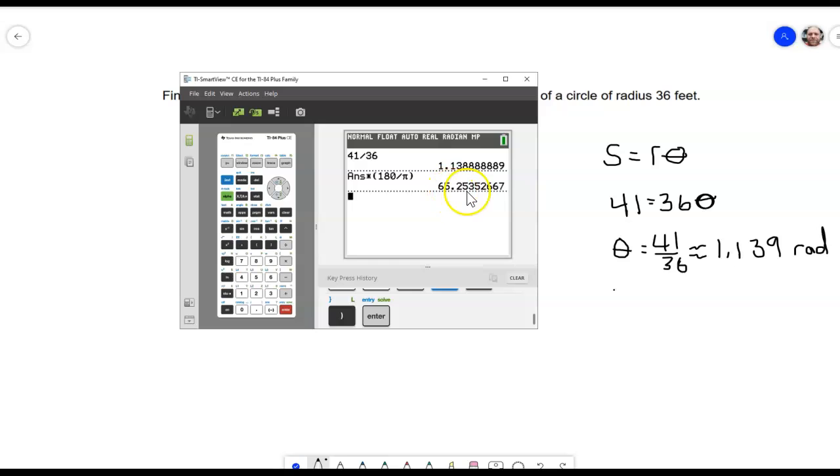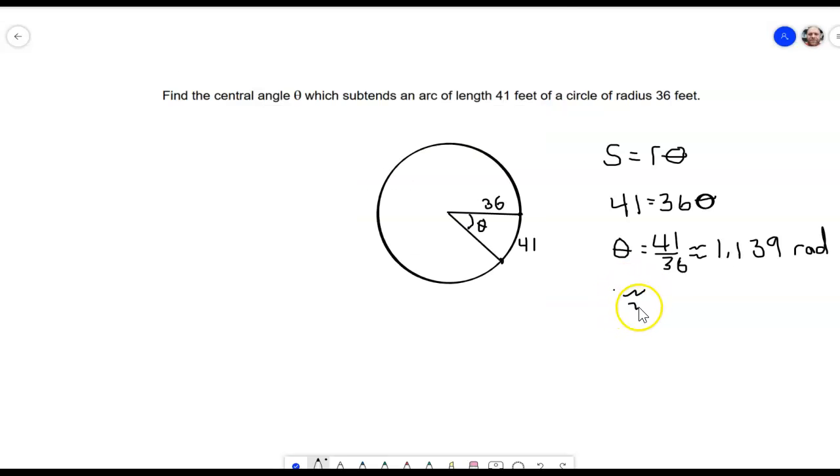So this is also approximately 65.254 degrees. All right, so I hope this helps with this one.